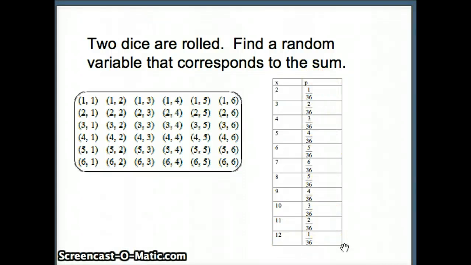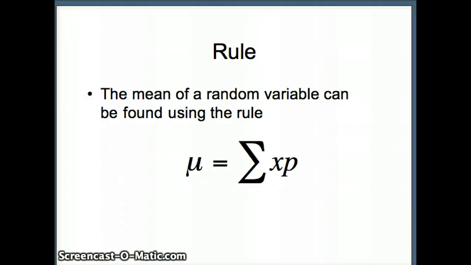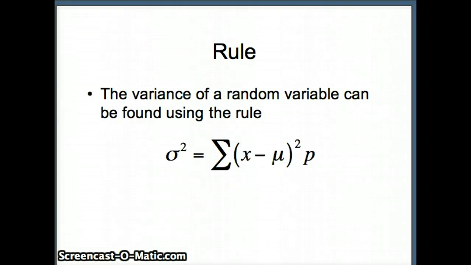Now, once we have random variables, we're going to want to do something with them, namely identify the mean and the variance. So here's our rule. If we have a random variable, the mean, mu, of a random variable is simply the sum of x times p. The variance is the sum of (x minus mu) squared times p. And of course, the standard deviation is simply the square root of the variance.